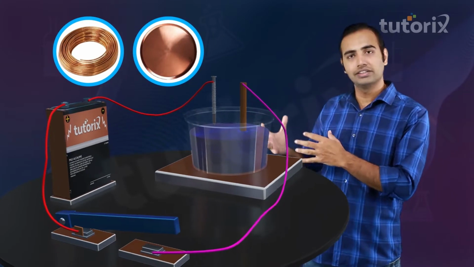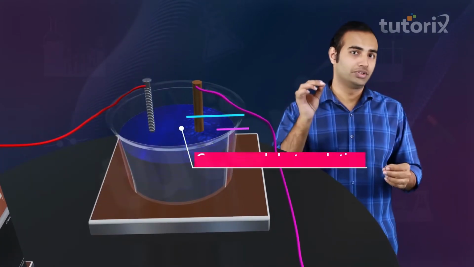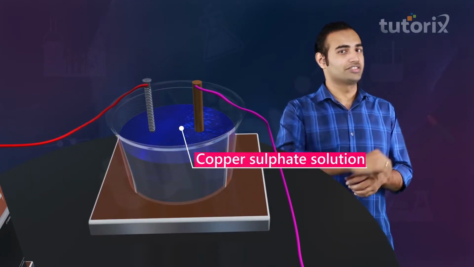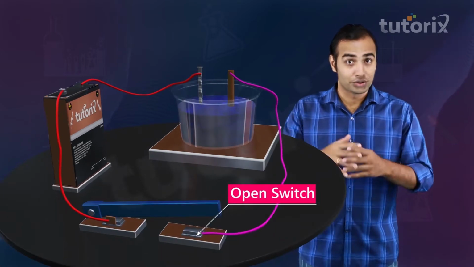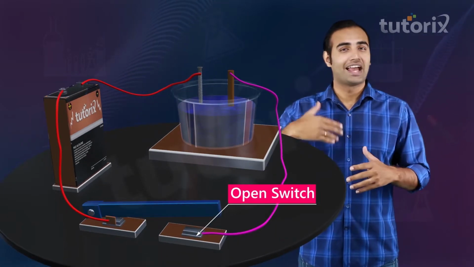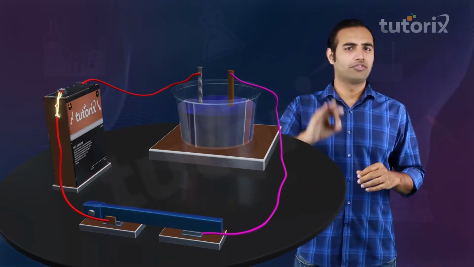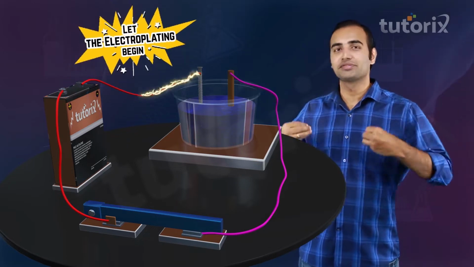But once we are done connecting the iron nail and the copper rod, we need to immerse both of them halfway into the container which contains the copper sulfate solution. Now ensure that your switch is in the open position while you're performing all these activities to avoid any accidental flow of current. Now let me turn on the switch, let the current flow, and let the electroplating process begin.